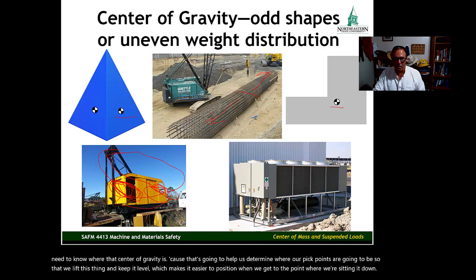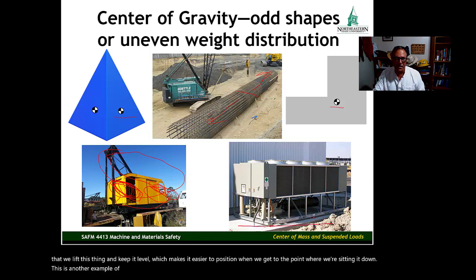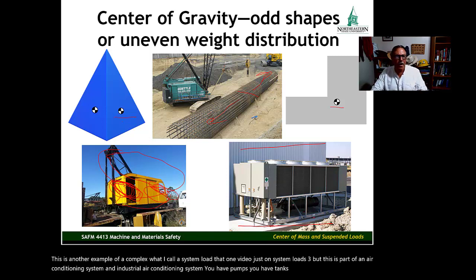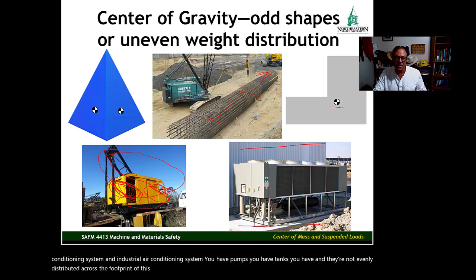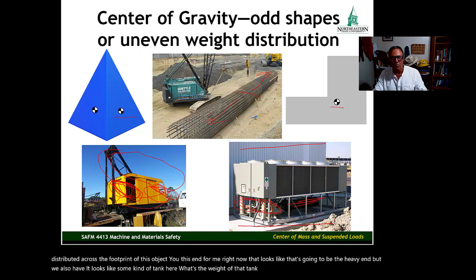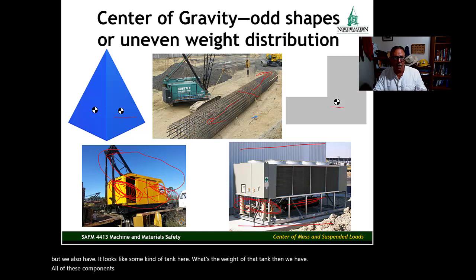This is another example of a complex, what I call a system load. We've got one video just on system loads, number 3. But this is part of an air conditioning system, an industrial air conditioning system. You have pumps, you have tanks, and they're not evenly distributed across the footprint of this object. This end for me right now looks like it's going to be the heavy end. But we also have what looks like some kind of tank here. What's the weight of that tank? Then we have all of these components up above this lower level.